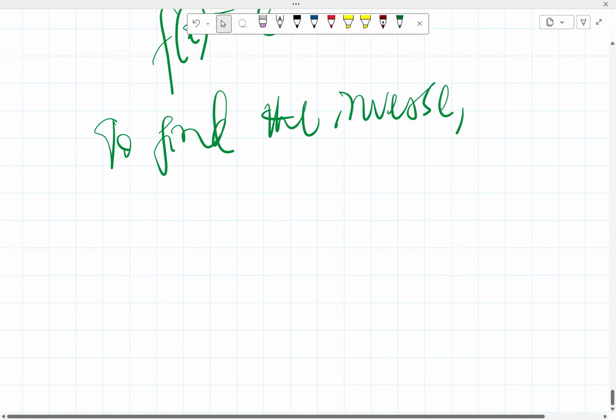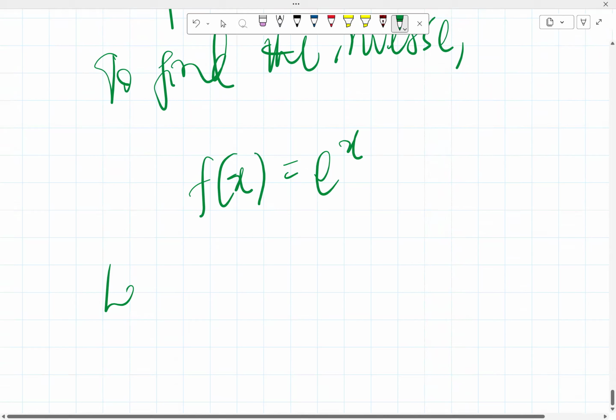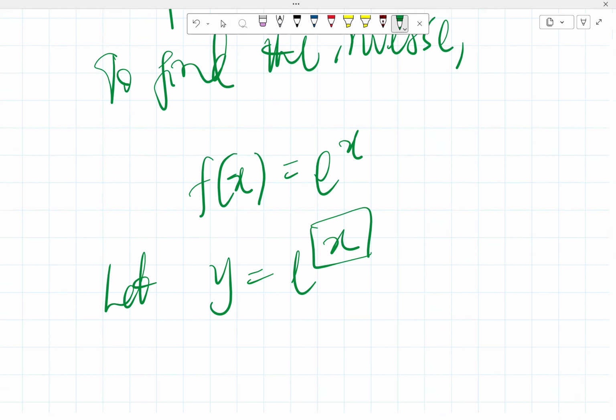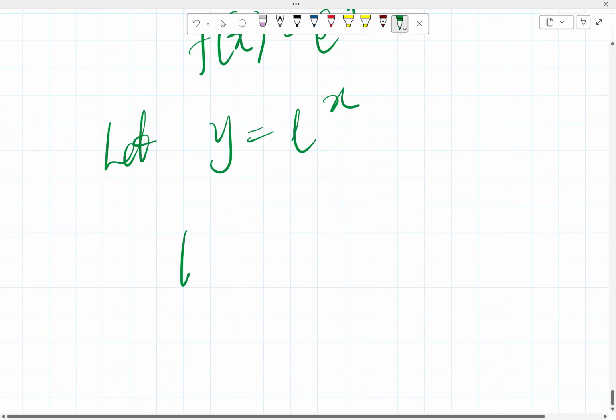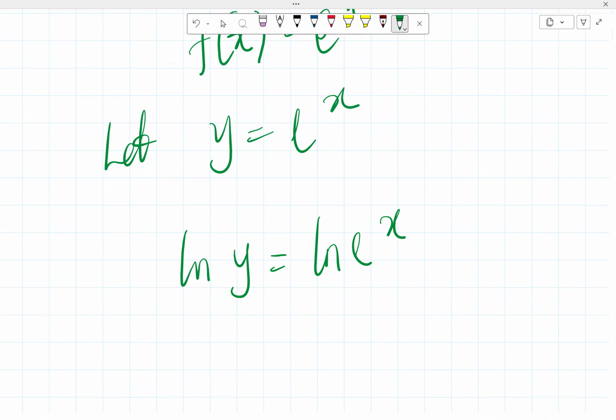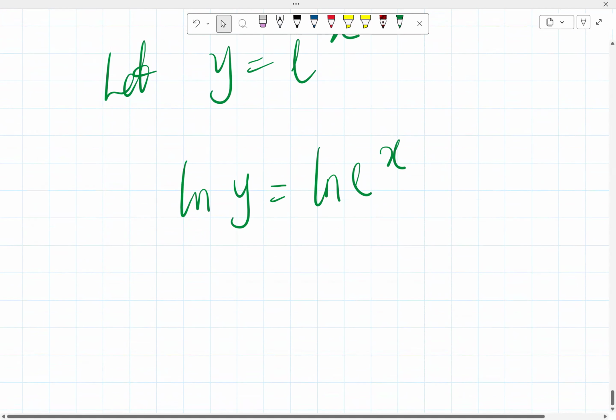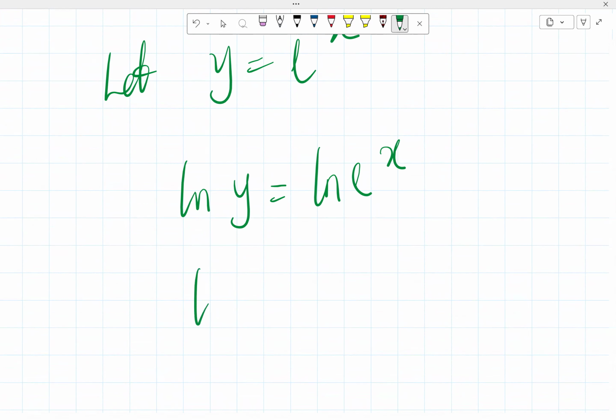I want to find the inverse. So we say f of x equals e raised to the power x, then let y be equal to e raised to the power x. The deal here is to make x the subject of the formula, and that's the foundation. The only way to do that is to take the log of both sides. So I'll take the natural log of both sides: ln y equals ln of e raised to the power x. By the way, ln y is actually log y to base e, and this is also log to base e of e raised to the power x.